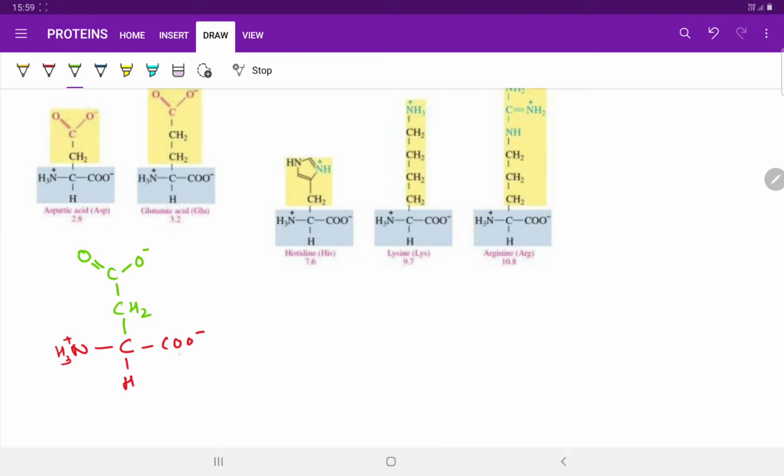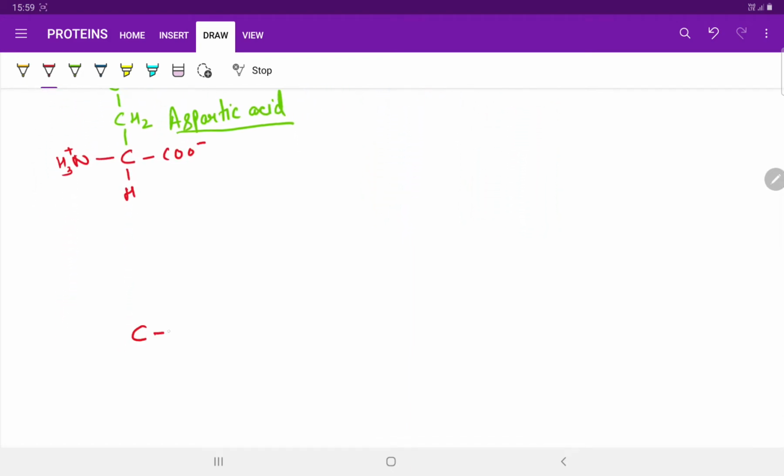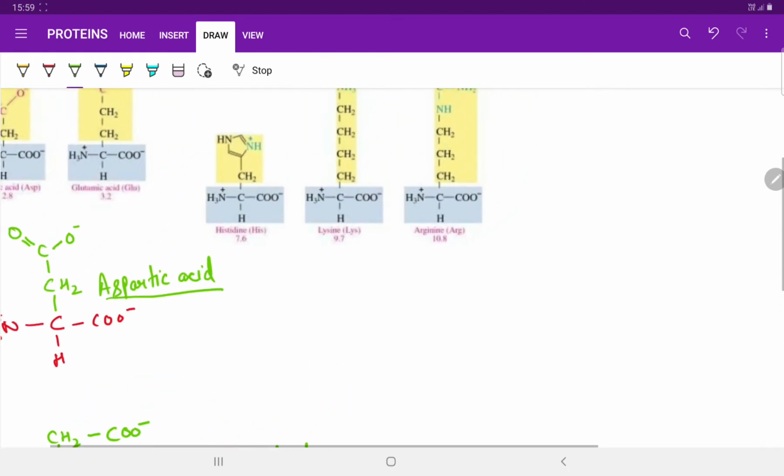Now this is an acidic amino acid known as aspartic acid. And if this side chain is containing an extra CH2 group, the structure changes to form glutamic acid. The structure is different and that is glutamic acid. See the difference here. Now this is the structure of glutamic acid. Now these are the two examples of acidic amino acid.